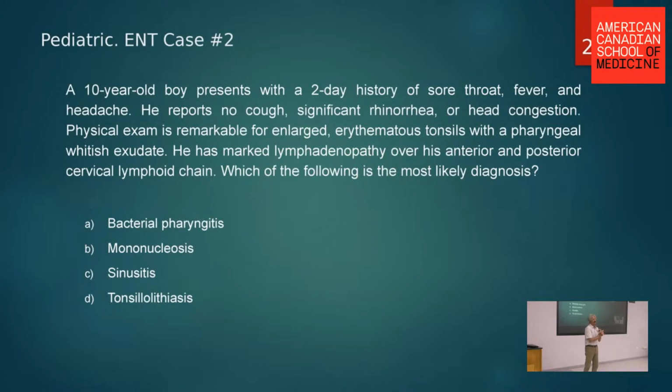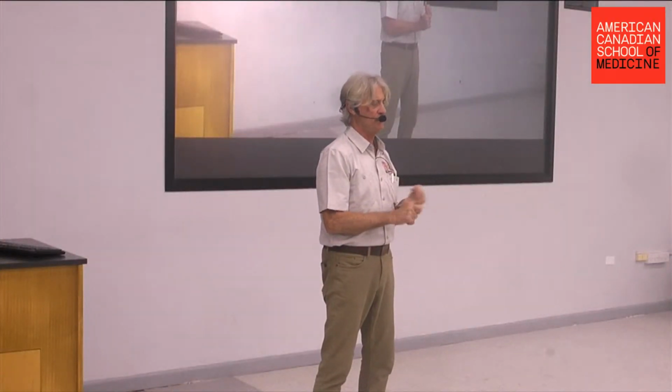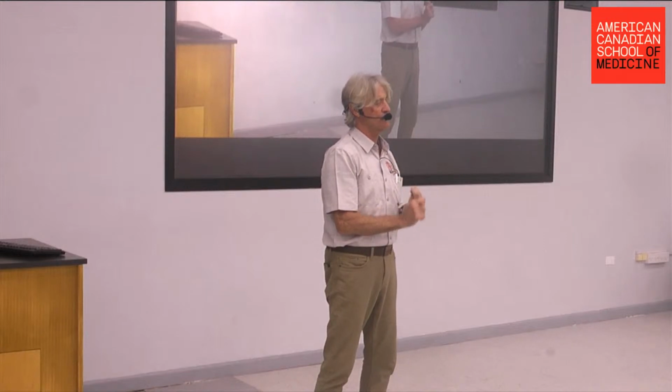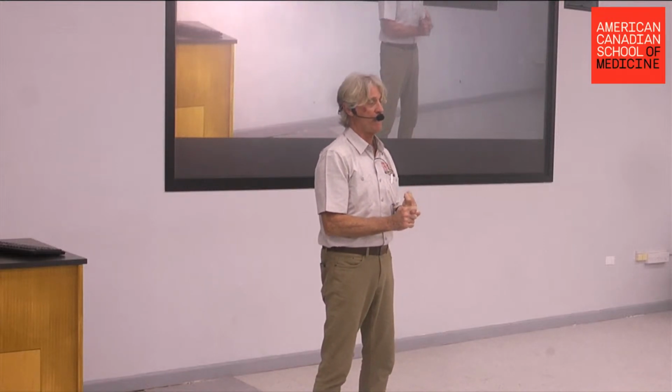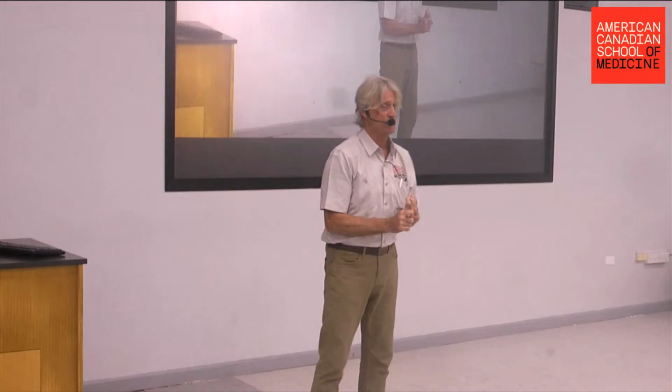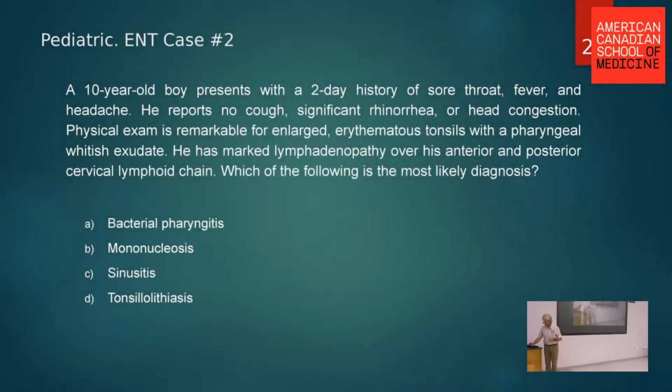The cervical anterior and posterior adenopathy is concerning. Exudate on the tonsils, although not pathognomonic for strep, you can get exudate with viral pharyngitis as well, but the combination of enlarged lymph nodes, headache, and exudate is strongly suggestive of bacterial pharyngitis.